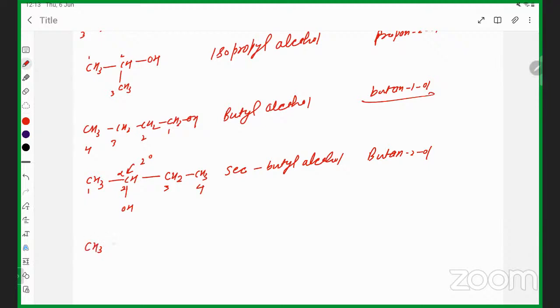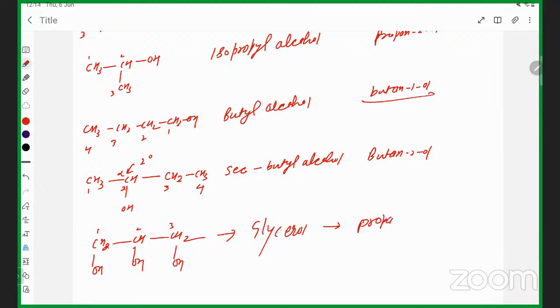If I will write this example, you see. Here what is there? CH2, CH and CH2. This is OH. So this one is called, common name is glycerol. But if you are talking about IUPAC name, it is 1, 2, 3, propane 1, 2, 3 triol. This IUPAC name is very simple. Nothing is difficult in this.